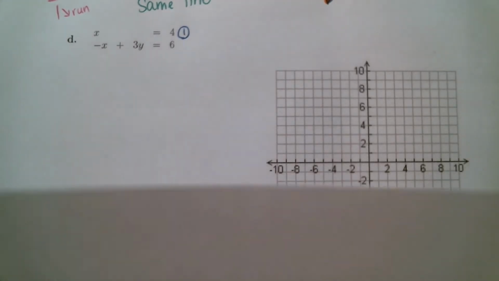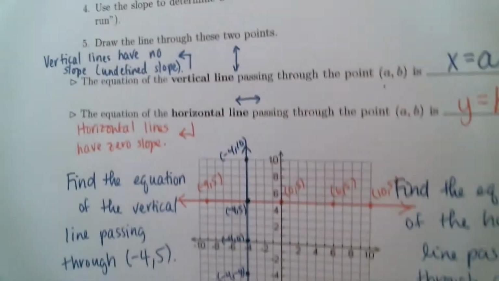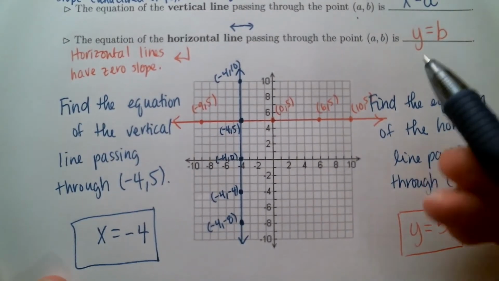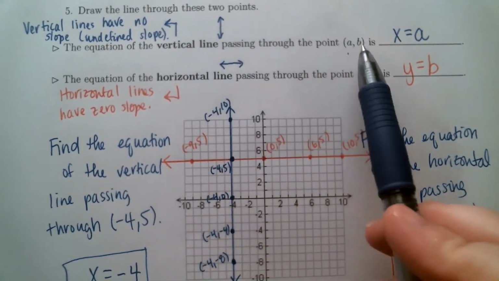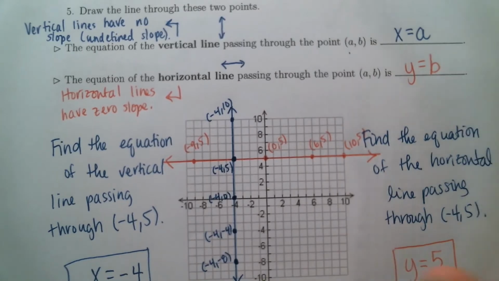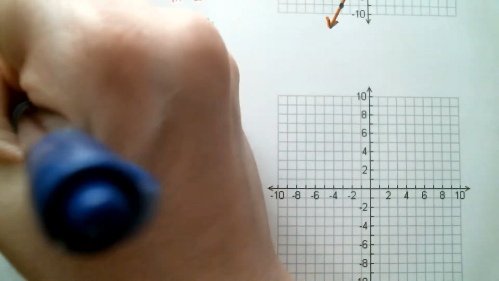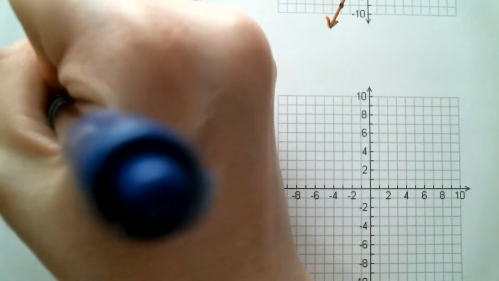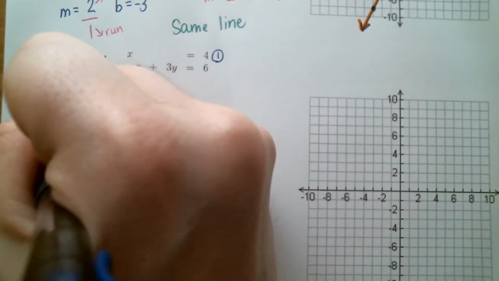Think back to what we talked about when we discussed graphing lines. If you have something of the format x equals a number, that means it's going to be a vertical line through that point. So since we have x equals a number, this is going to be a vertical line. Let me just write this down. So x equals 4, a vertical line.